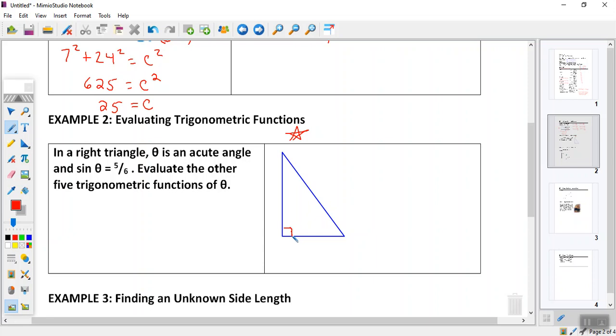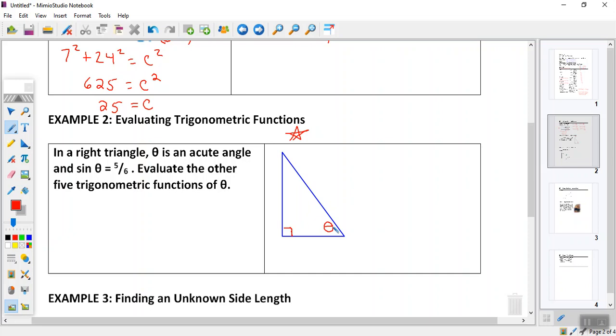Okay, all right, so it says right here, in a right triangle, theta is what kind of angle? Acute. I'm just going to pick theta to be right down here. Theta is an acute angle and the sine of theta is 5 over 6. This is what we need to really talk about. How is sine defined again? The opposite leg length over the hypotenuse.